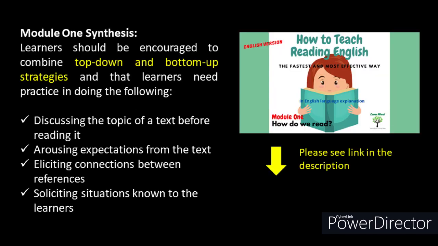In Module 1 of How to Teach Reading English, with the title How Do We Read, we've mentioned in the synthesis that learners should be encouraged to combine top-down and bottom-up strategies, and that learners need practice in doing the following: discussing the topic of a text before reading it, arousing expectations from the text, eliciting connections between references, and soliciting situations known to the learners.